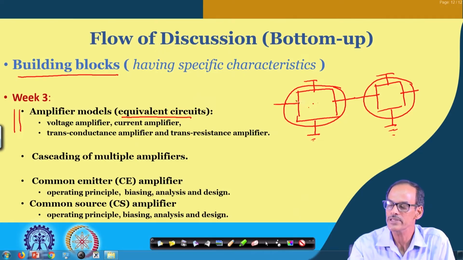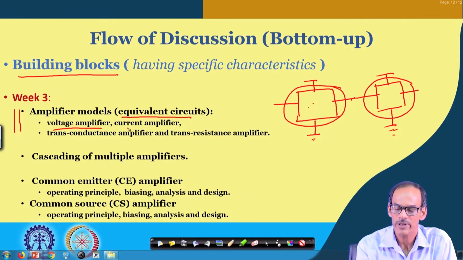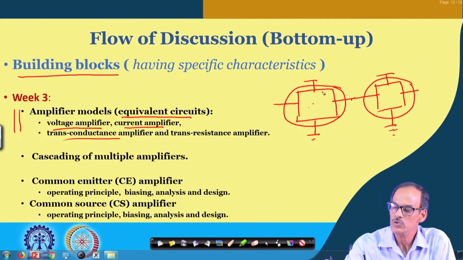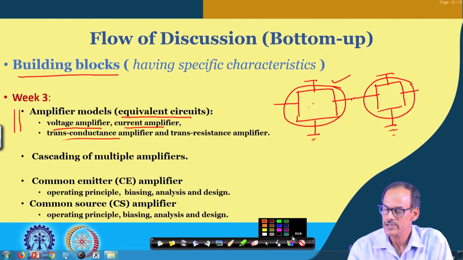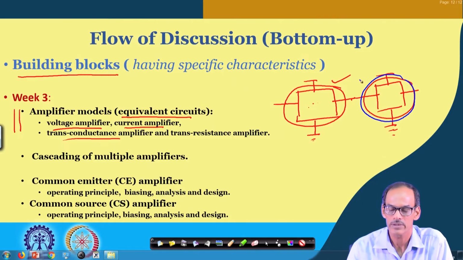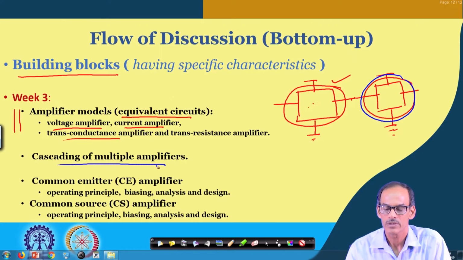Now, based on the signal here and the signal here, or the nature of the signal there, we may call them voltage amplifier, current amplifier, or transconductance amplifier. And then once we are comfortable representing one building block in the form of a simplified model, then we can stitch them together, as I said, we can cascade with another circuit, and then we can construct a multi-stage amplifier.